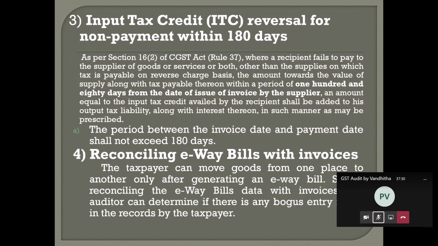It means if an invoice was raised on 1st April but is still not paid on 31st October, meaning the invoice exceeds 180 days, then the input tax credit you claimed should be reversed. While paying output tax, that should be added to the output tax liability. The period between the invoice date and the payment date shall not exceed 180 days. They should pay within 180 days and then they can claim credit. Otherwise, they need to reverse that input tax credit.